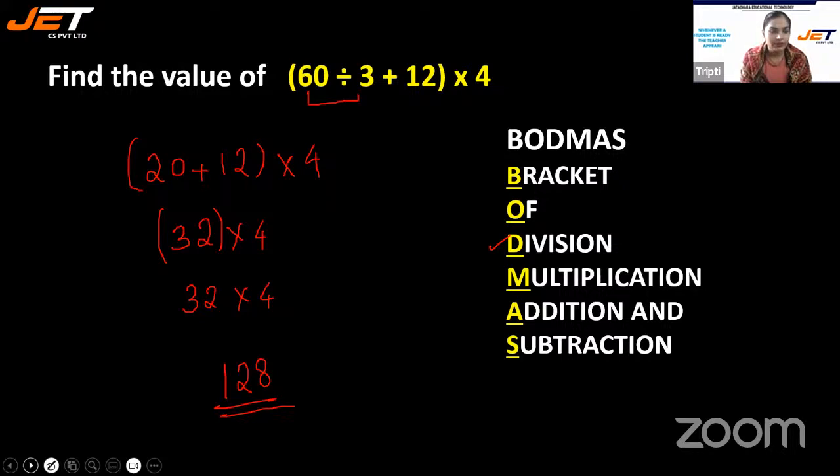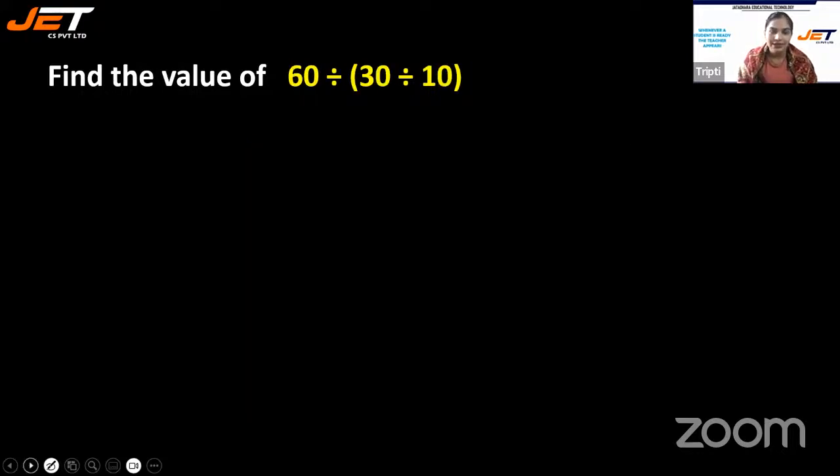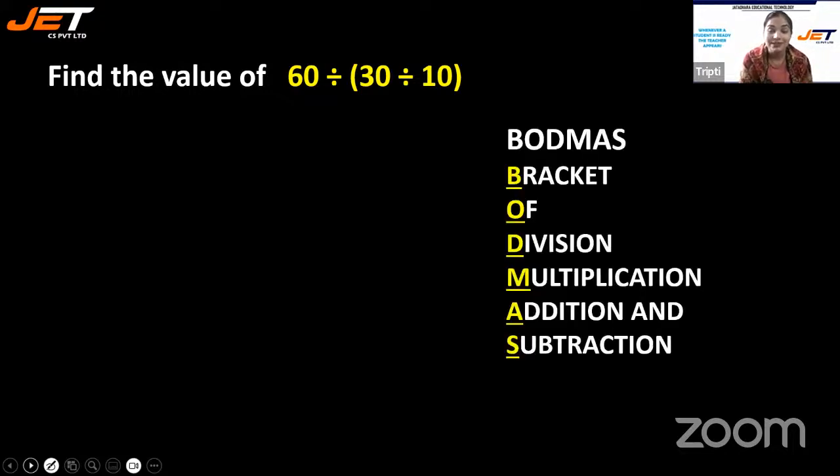Let's hop on to the next question. Over here, 60 divided by (30 divided by 10). Now, both the times we have division, but what do we have to do here first? Which division do we have to solve? So, as you know, in BODMAS, it's bracket. So, solve the bracket first. The division sign that's in the bracket, solve that first.